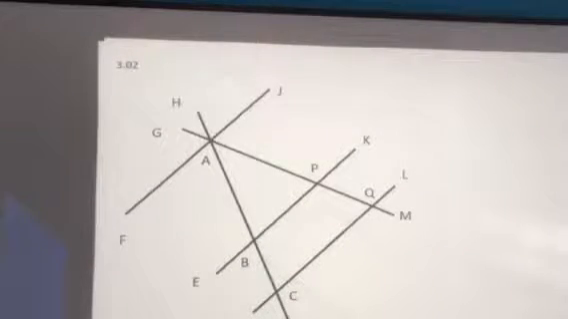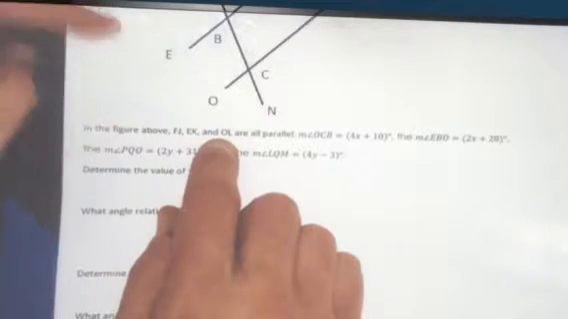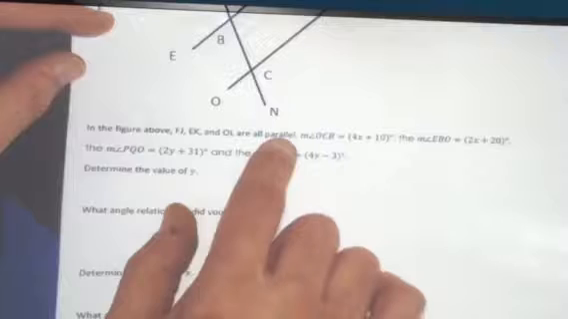Okay, practice quiz problem for objective 3.02, where we're using algebra and looking at angle relationships when we have parallel lines. This is going to be a little bit of a tricky problem. So in this figure, FJ, EK, and OL, those three lines running, well, they look like they might be parallel. It's given that they are parallel.